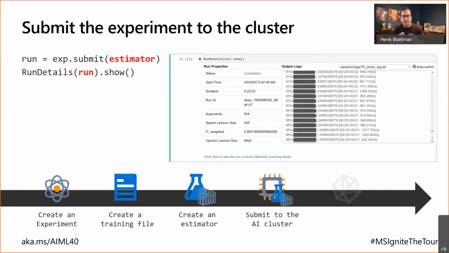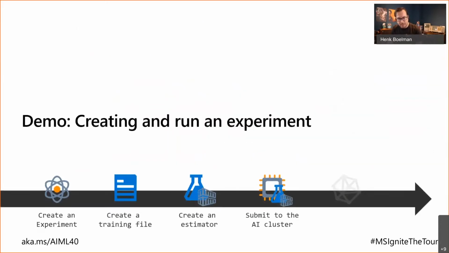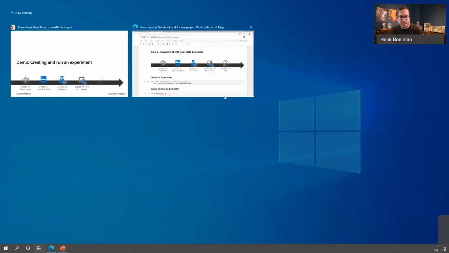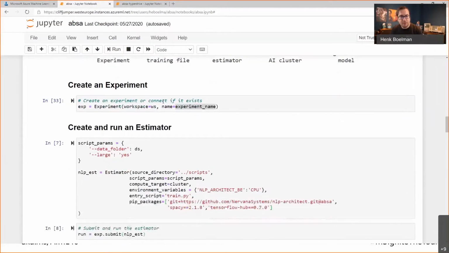And then when we have configured that estimator, we have to submit that estimator to our cluster. Then it will start running and training and streaming back the output to the experiment, to our Jupyter notebook. So now it is actually time to do that. First let's start with creating an experiment. We specified the name above. This one is called APSA.